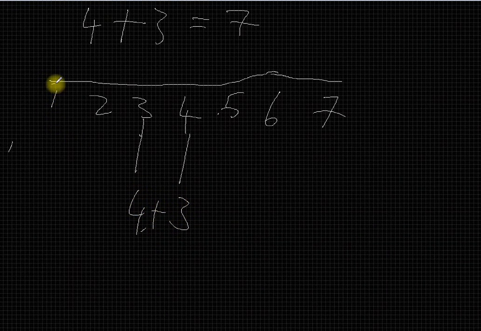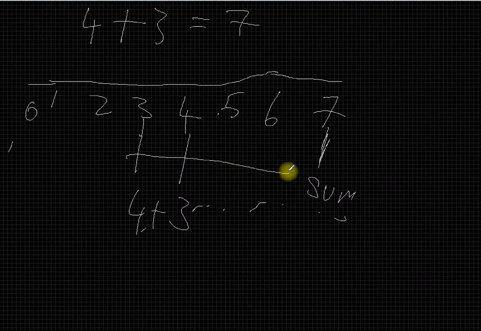As you can see, it moved to the right. The answer, the sum, becomes 7. So it moved towards the right on the number line. In summation of numbers, it will always move to the right, to the right of the numbers you are summing.